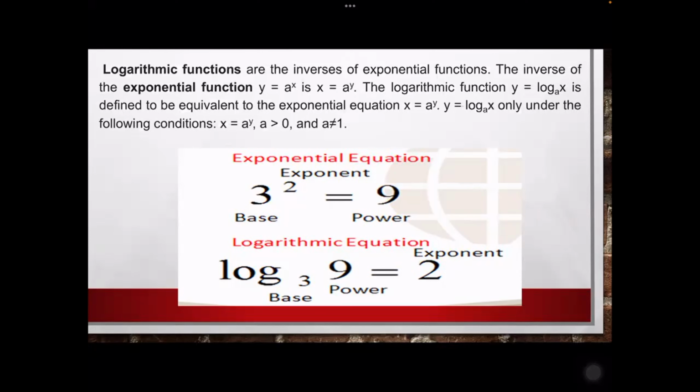So in short, ito yan. We have here the exponential equation: 3 raised to 2 is equal to 9. So we have 3 as the base, 2 as the exponent, and 9 as the power or the answer of the exponential 3 raised to 2. Now, in transformation of the exponential equation to logarithmic equation, we will have logarithm of 9 with the base of 3 is equal to 2.